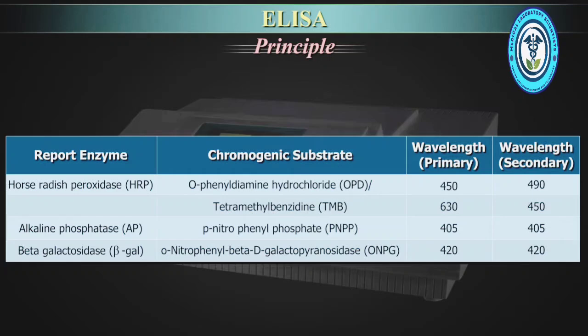When the reporter enzyme is alkaline phosphatase, AP, the chromogenic substrate is PNPP, which is p-nitrophenyl phosphate. Here the primary wavelength is 405 and the secondary wavelength is the same, 405 nanometers. When the reporter enzyme is beta-galactosidase, BGAL or beta-gal, the chromogenic substrate there is O-nitrophenyl beta-D-galactopyranoside, ONPG. Here again, the primary wavelength and secondary wavelength are the same at 420 nanometers.